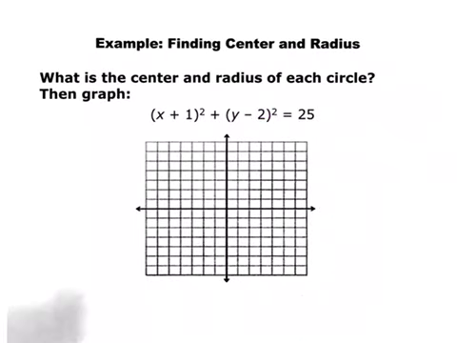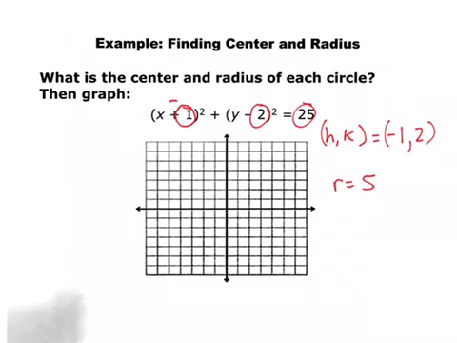Now let's try another one. All right, so we're going to do the same thing here. We want to find h and k, which is our center, and our radius. Well, this is a +1 when the formula calls for a -1, so that means h is actually -1. Take the opposite of it. This is 2, so k is 2. So our center is (-1, 2). And then our radius, we're just going to square root this value, so we get 5.